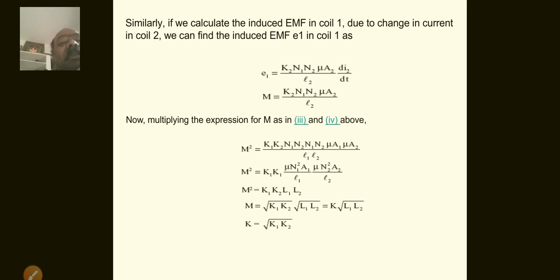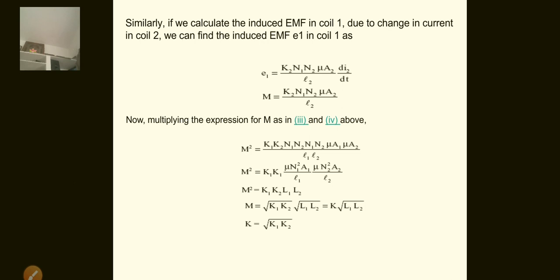M square is equal to, again rewriting that equation, K1 K2 into mu N1 square A1 by L1 times mu N2 square A2 by L2. Now we rewrite that equation. The self inductance we already know is mu N A by L, which for the first coil is given by L1, and for the second coil mu N2 square A2 by L2 is L2. So again rewriting, M square is equal to K1 K2 into L1 L2.